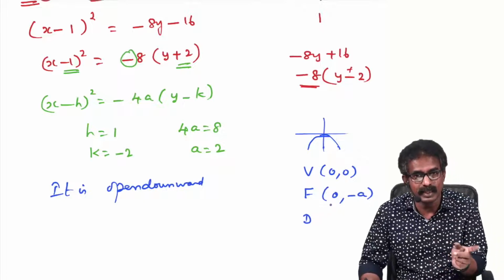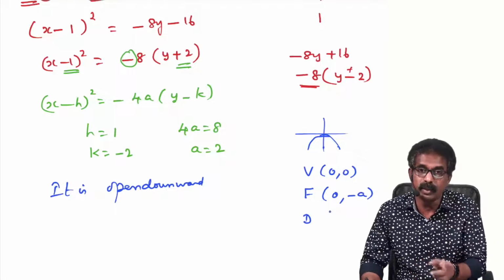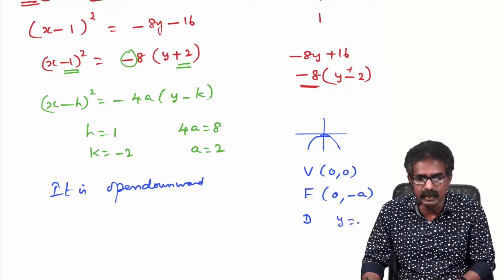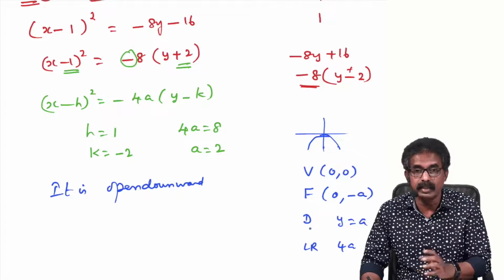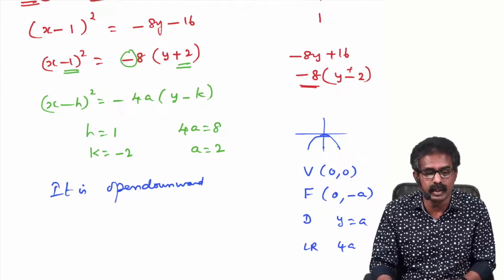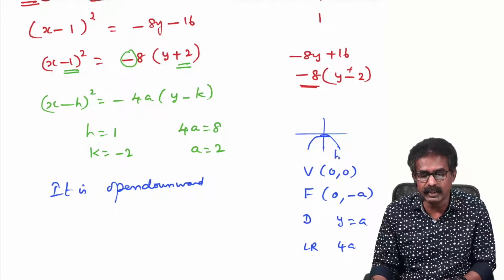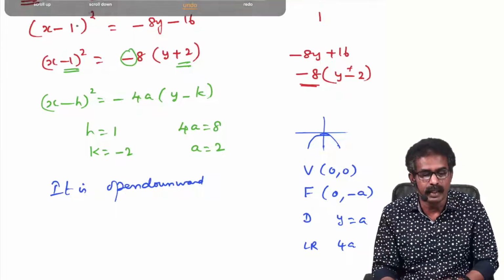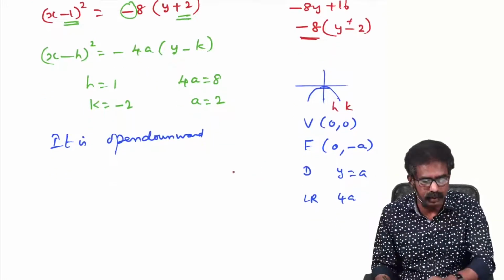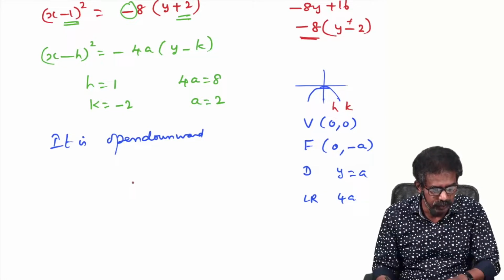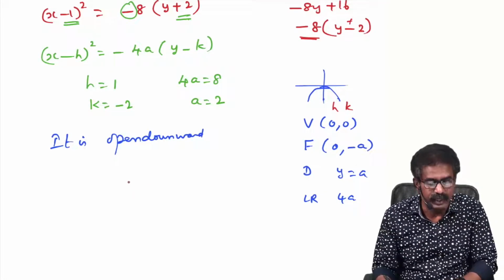For the first one, x equal to minus a, x equal to plus a, y equal to minus a, y equal to plus a. Then the length of the latus rectum is 4a. But for h, k, you know what changes you have to make: you have to add h and k. So you can write the formula very easily. Now, for the first one we have to find what? The vertex.